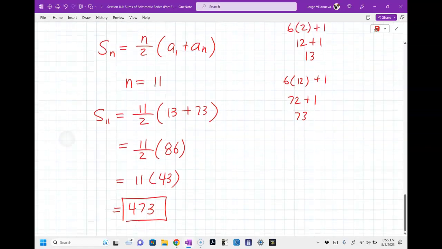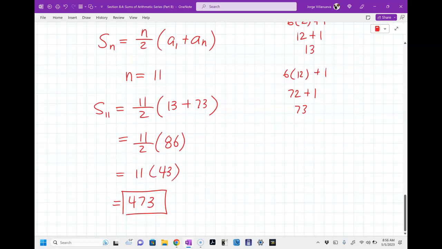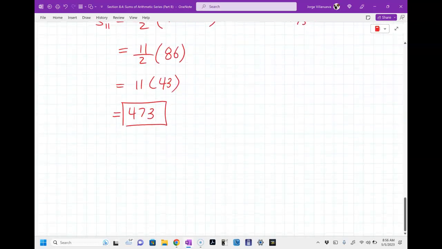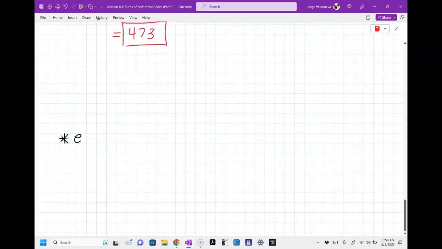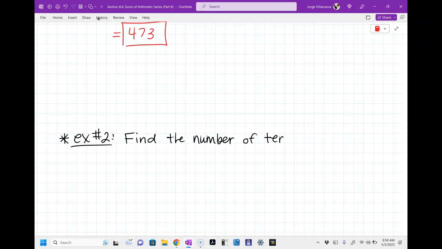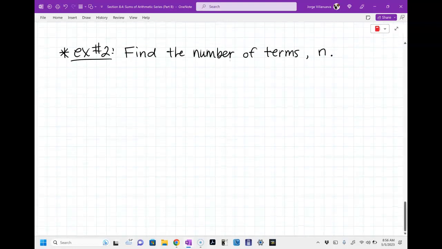So anyway, let me do the last example for you guys, which is not like this. It's different. And then I'll give you guys the homework. So here's the last example. There's only 4 of these, so I'm going to do one because I don't want to do too many. I want you guys to at least practice it a couple times. Find the number of terms, n. In other words, solve for whatever n is. Whatever n is, that's what we're going to be solving for.